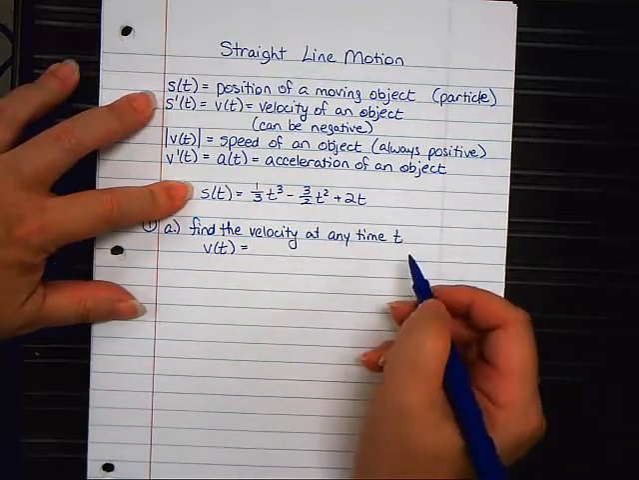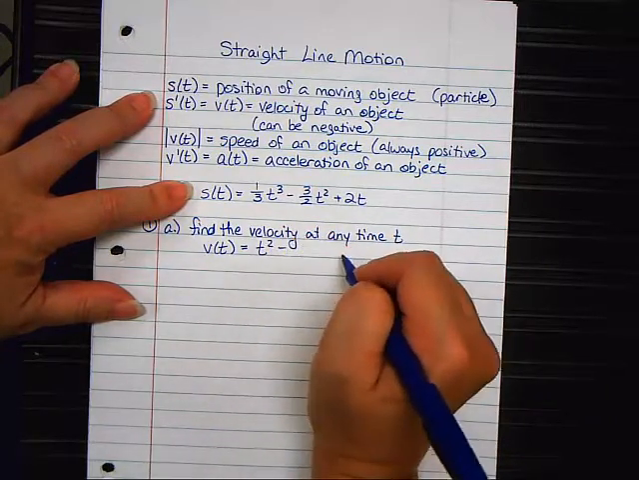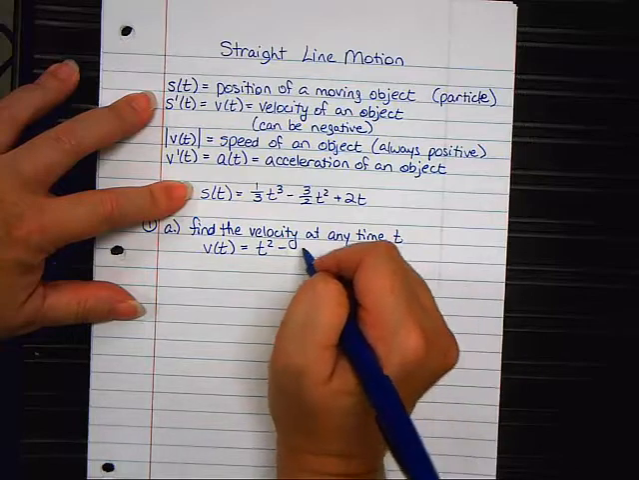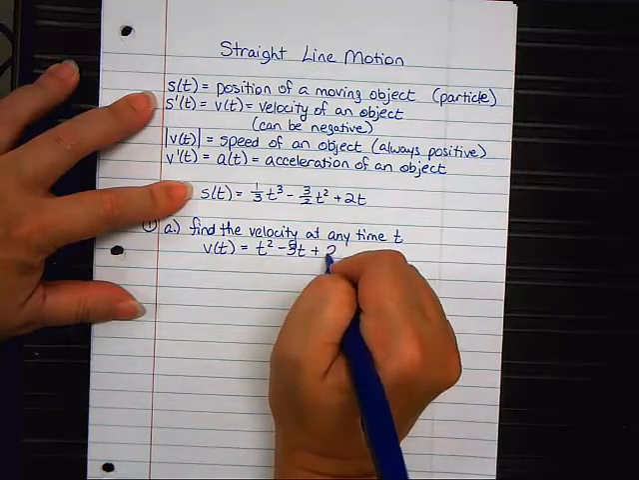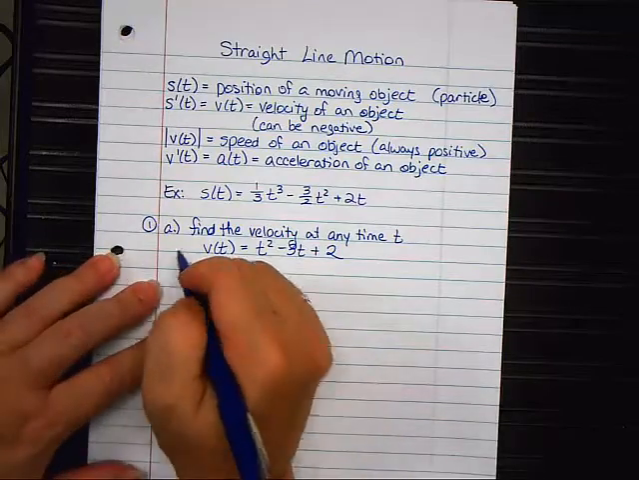What's it going to be? t squared minus 3t plus 2. Okay, there's velocity at any time t. So, because it says at any time t, my answer has t's in it. That makes sense. Okay, part B.